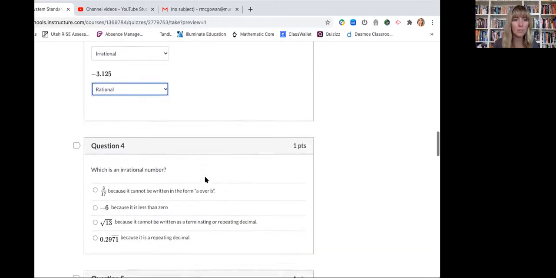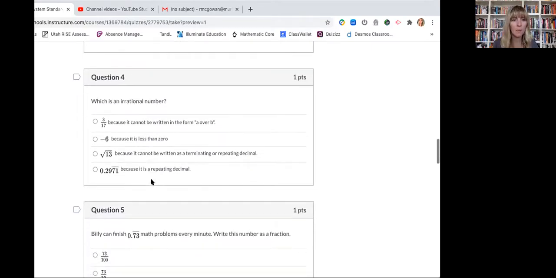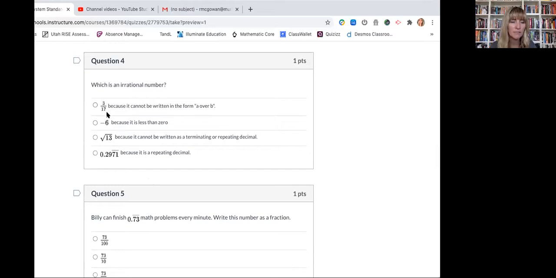All right, question 4. I'm going to keep going here. Irrational, 3/17 because it cannot be written in the form A over B. That option doesn't even make sense. Don't pick the ones that don't make sense. It is written in the form A over B. So don't tell me this one because that doesn't make sense. No, can't be number 1.